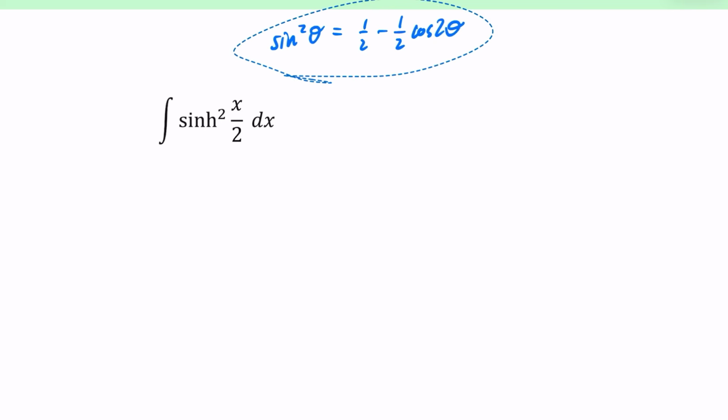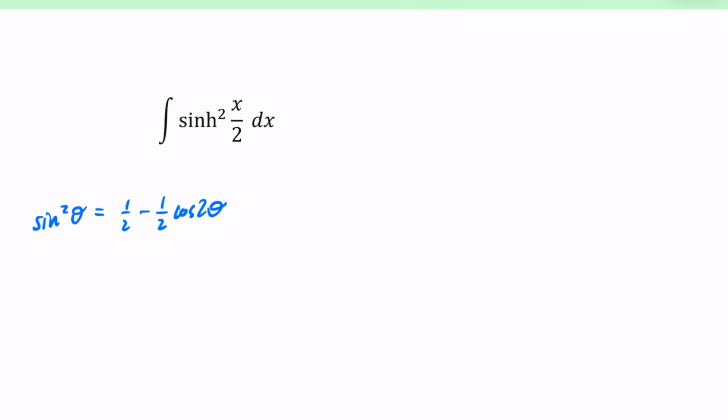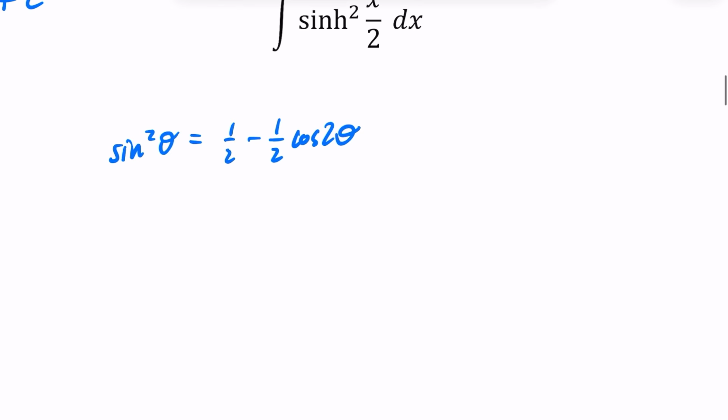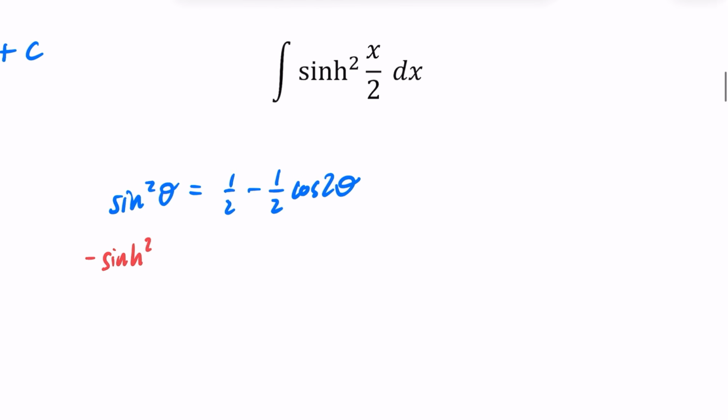I knew something was going to go wrong when I did that. So what I'm going to do is try and adapt this formula, and we have to adapt this formula using Osborne's rule. So if I was going to adapt this, this would become a minus sinh squared x, or whatever it's going to be. In this case, we've got it with an x over 2. I'll just do it with theta for now. And then this is going to stay as a half. This is going to stay as minus a half cosh 2 theta.